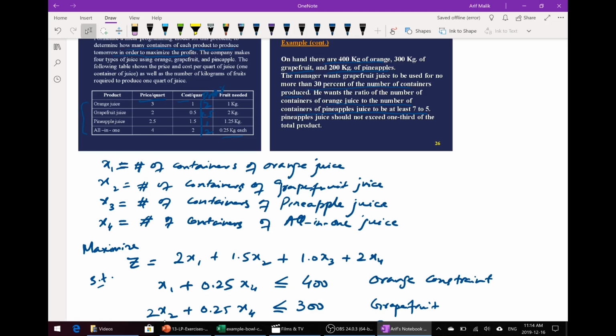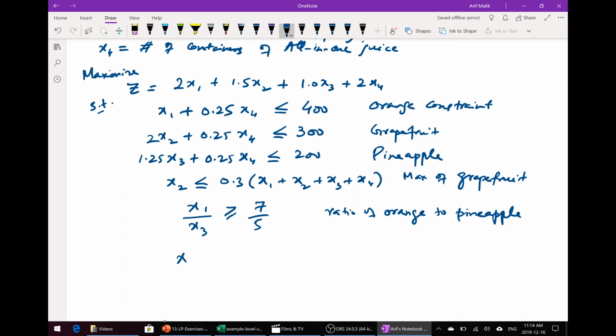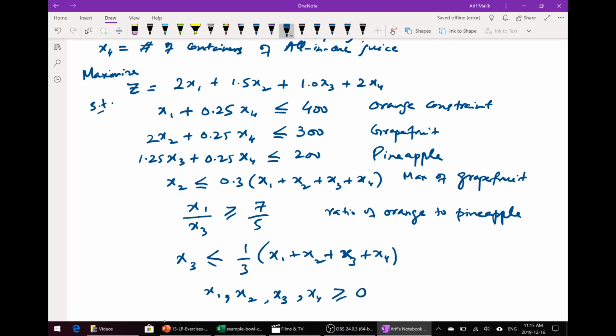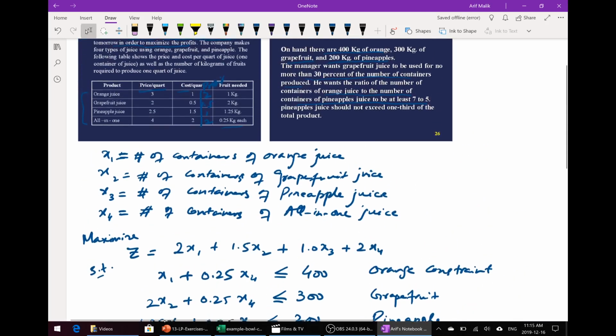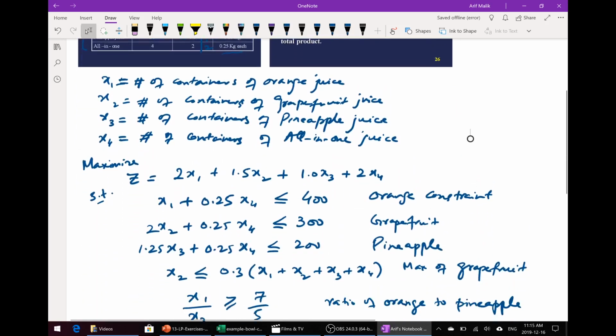Pineapple juice should not exceed 1/3 of the total product. Pineapple is x3, which should be less than or equal to 1/3 of the total product, x1 plus x2 plus x3 plus x4. And of course x1, x2, x3, and x4 should be greater than or equal to 0. So that's it.